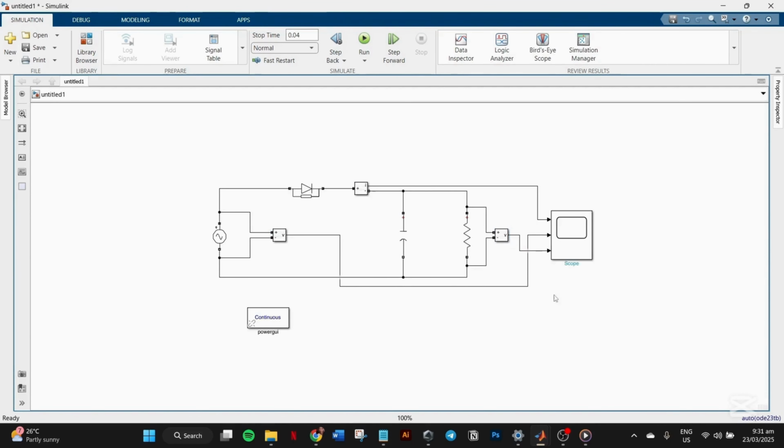The scope. The scope is used to visualize the output waveform of the rectifier. The power GUI block. This block is essential for running simulations, particularly when dealing with power electronic circuits. It provides simulation, control, and analysis tools, allowing us to accurately observe and analyze the circuit's performance. So this is how the circuit works.